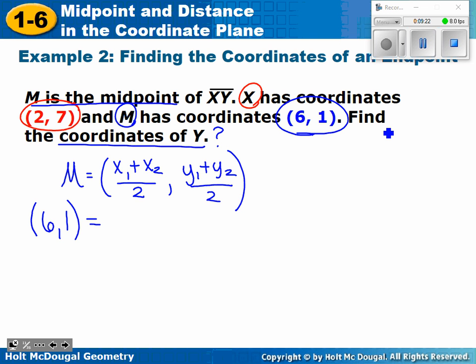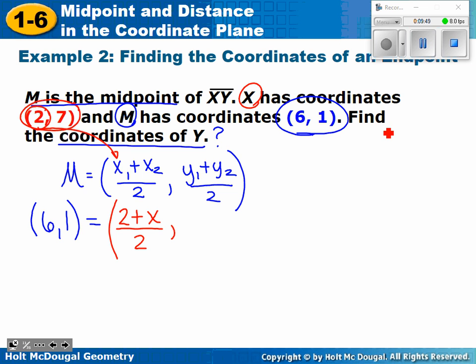Remember that x1 and x2 stand for the x's of your endpoints. You only know one of your x's. What is one of your x's? 2. So you're going to plug 2 in for one of these x's, and then you're still going to have an x in your problem. You can call it x2 if you want to, but there's only one of them left, so I'm just going to call it x divided by 2. Is everybody following me there?